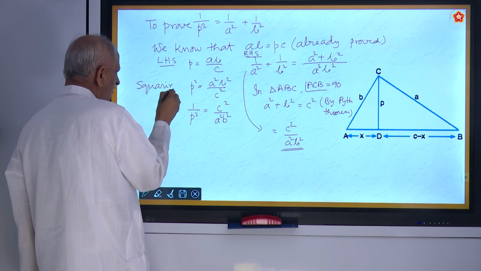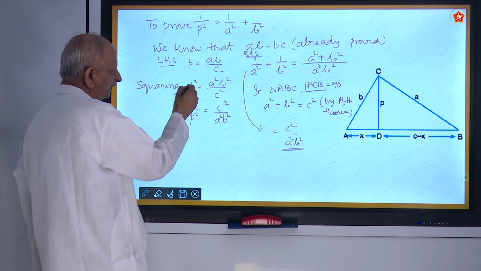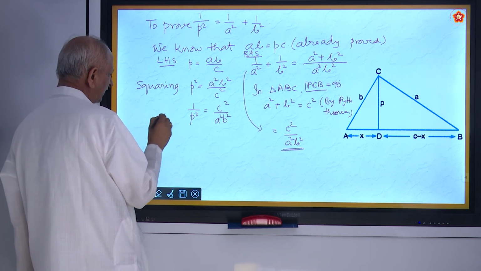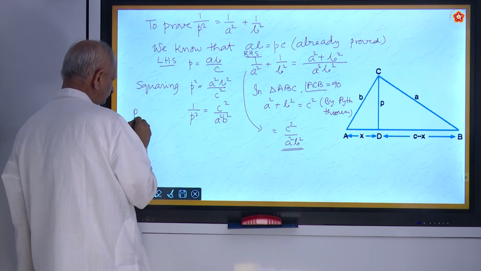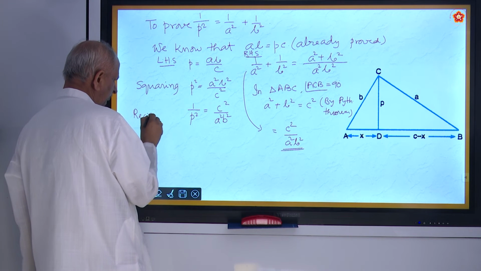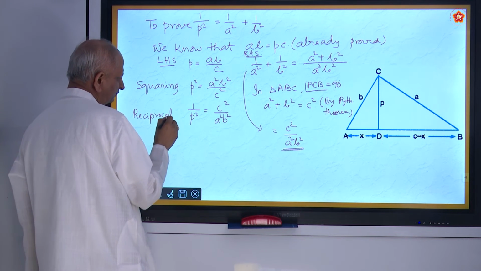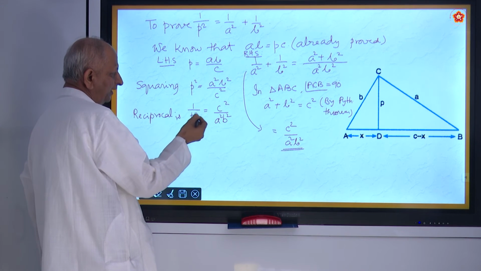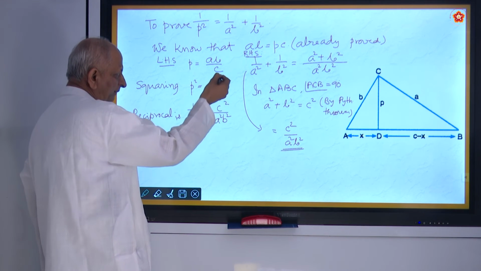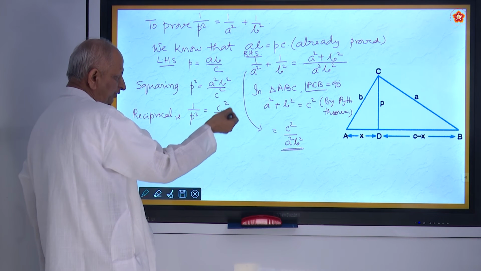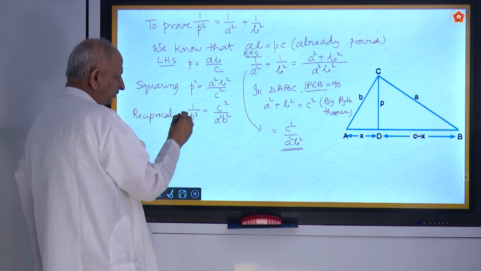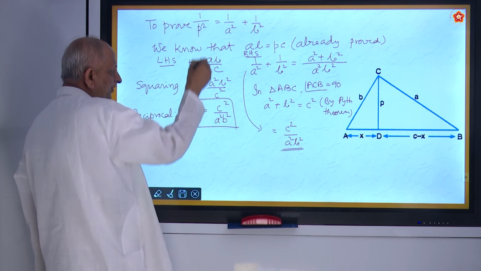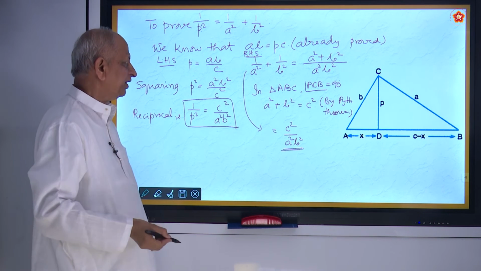Squaring. P squared is equal to A squared B squared by C square. And taking reciprocal, we have 1 by P square is equal to 1 by A squared B squared by C square. Then C square goes up. C squared by A squared B square. This is left hand side. So this is the answer you must get in the right side now.